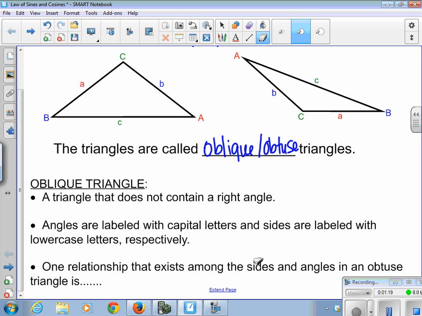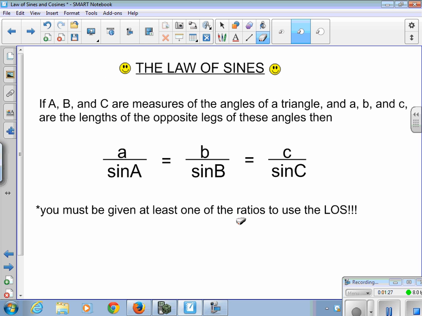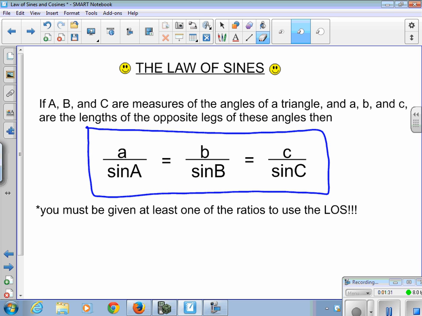All right. So there are two relationships that exist among the sides and the angles in an obtuse triangle. First is the law of sines, and that is this, okay? So here is your law of sines. And it should be already on your notes.